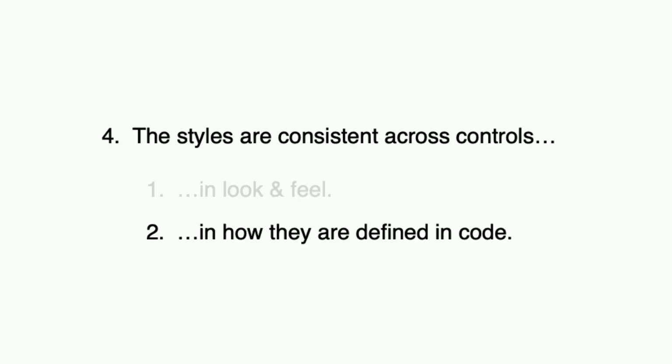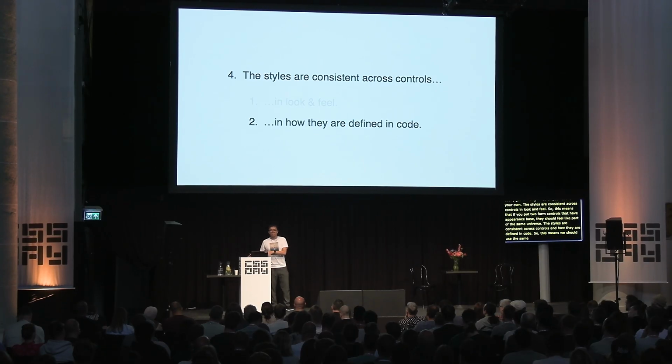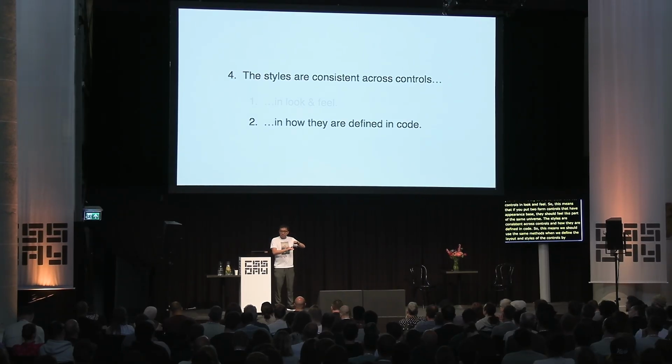The styles are consistent across controls in how they are defined in code. So this means we should use the same methods when we define the layout and styles of the controls by default. Like, if we use padding on buttons, we should use padding on text inputs for the default style. So there's no surprise when styling one type of control versus another type of control.